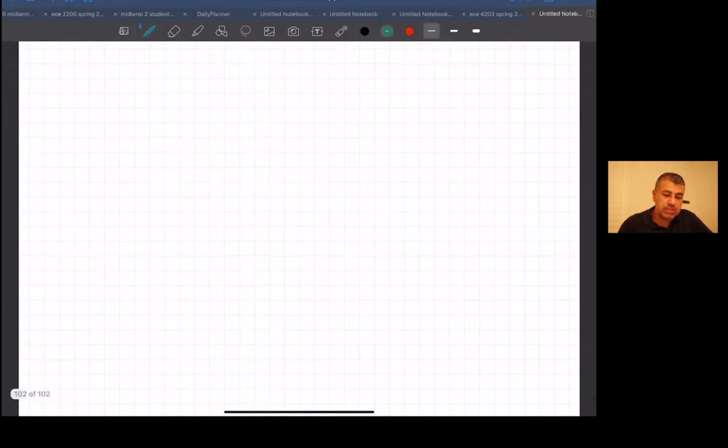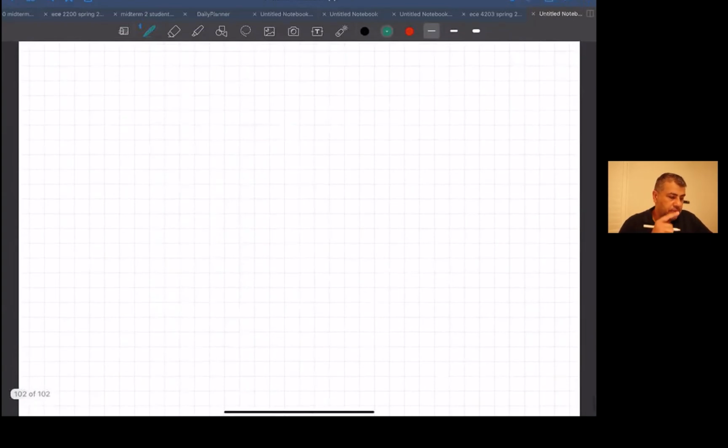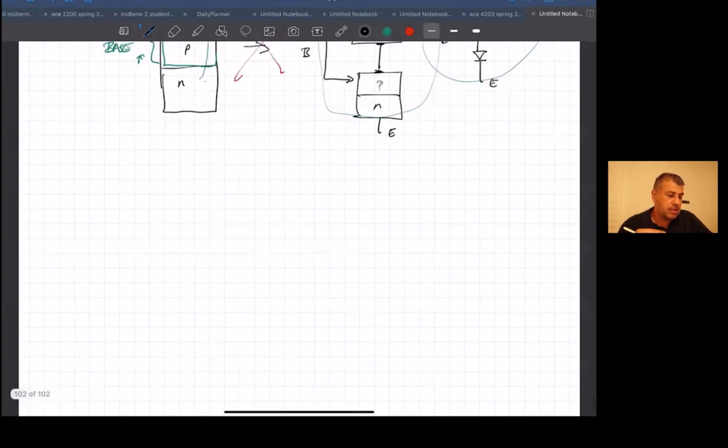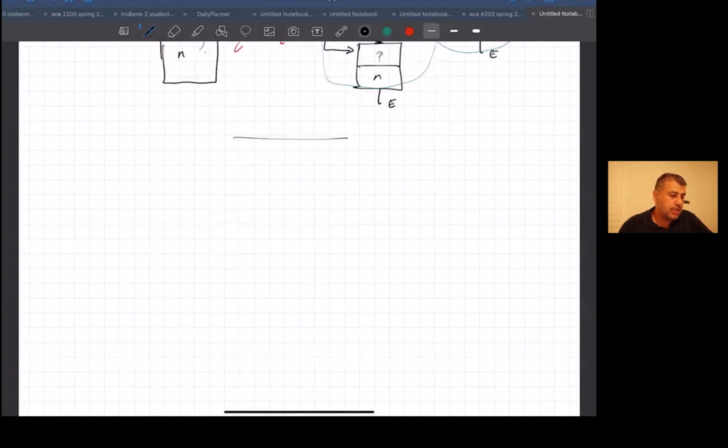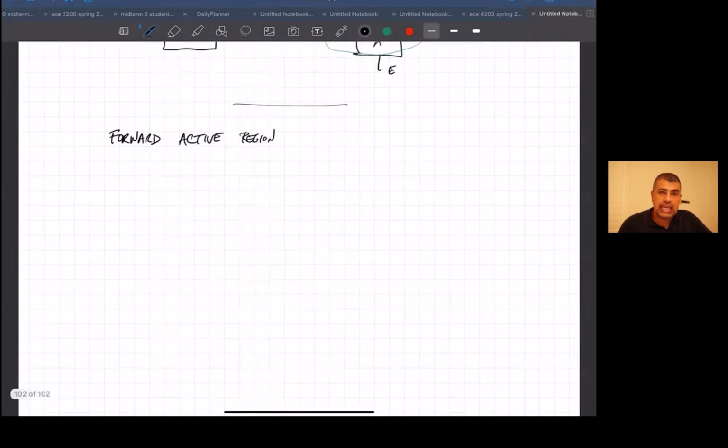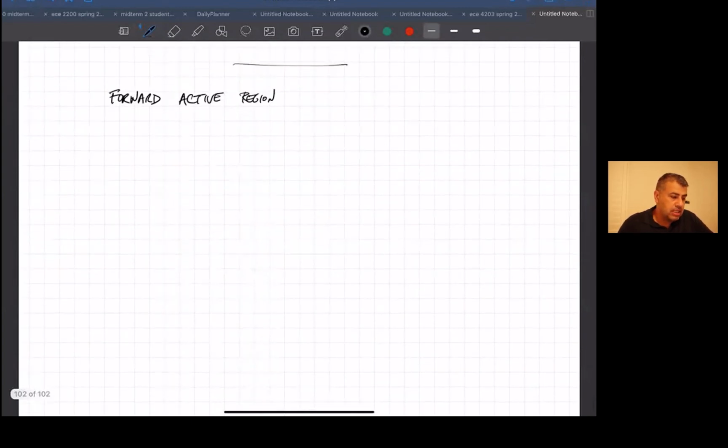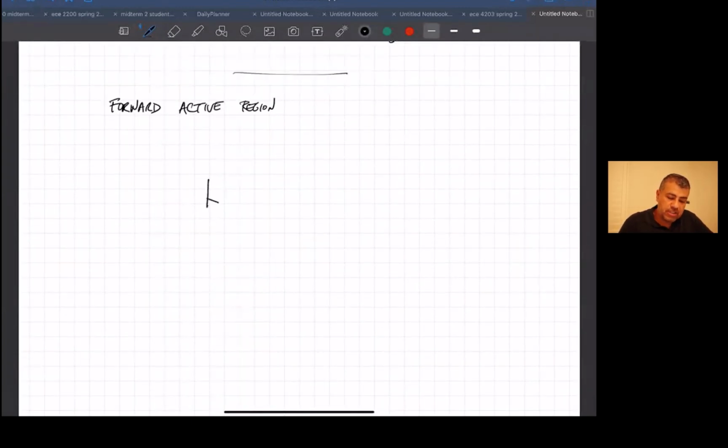So, let's first talk about the voltages, and then we'll talk about the electric fields and how things are moving around. For most of the time, we'll hook up a bipolar transistor in something called the forward active region. You can hook it up in different ways, but this is how you're going to get gain out of a bipolar transistor.